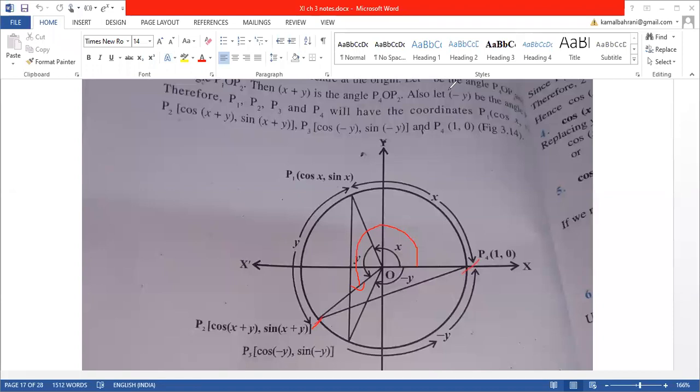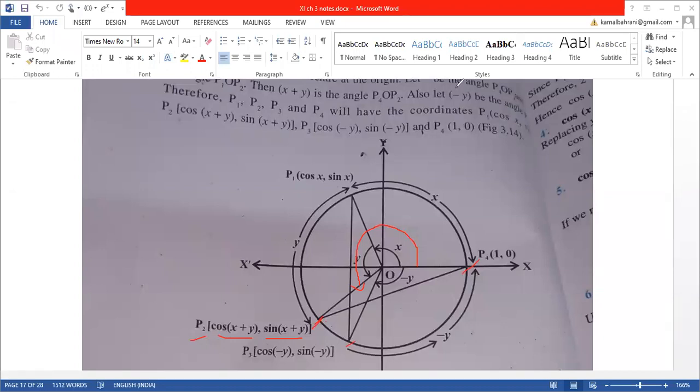So the point P2 will be equal to cos of x plus y, sine of x plus y. Instead of x, we will take the angle only: cos of x plus y, sine of x plus y. In the same way, now just see the point P3.